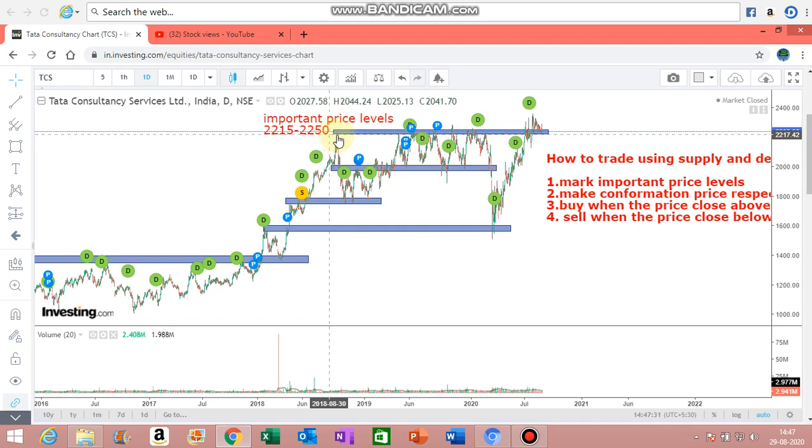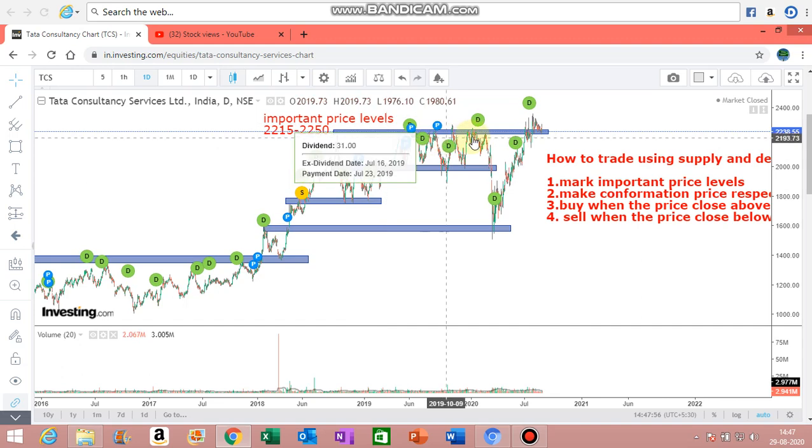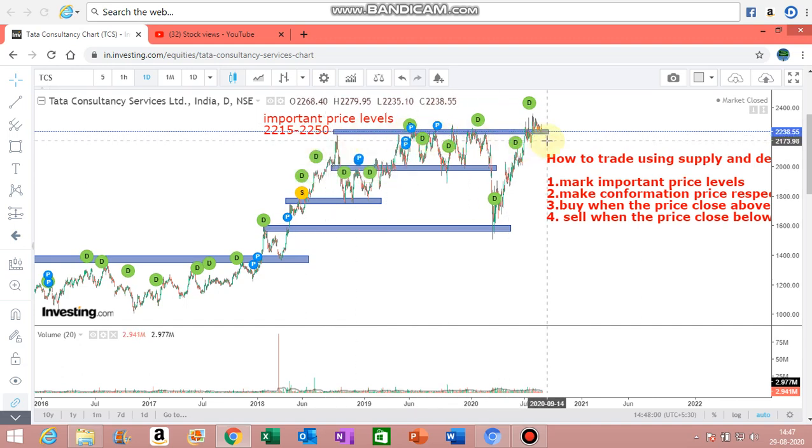Whenever the price reaches those levels, the supply has been created and the sellers are selling those stocks, selling TCS. There are several times, like 7 times, price went to those levels, and sellers gave the pressure, and buyers' pressure is consistently decreasing when the market price is reaching those levels. So that is why I'm choosing this price level as an important price level.